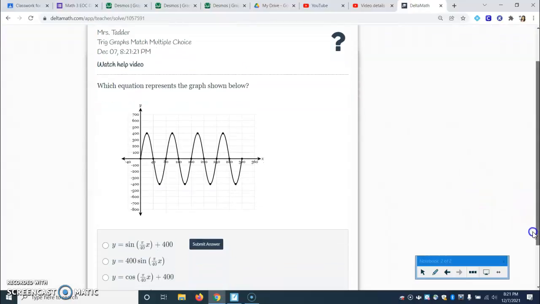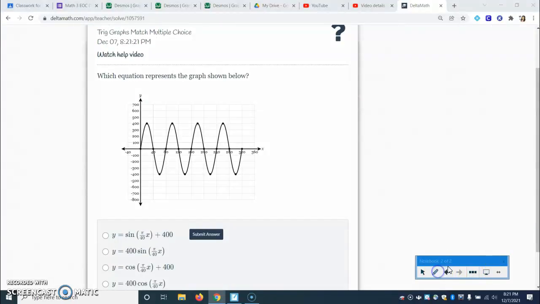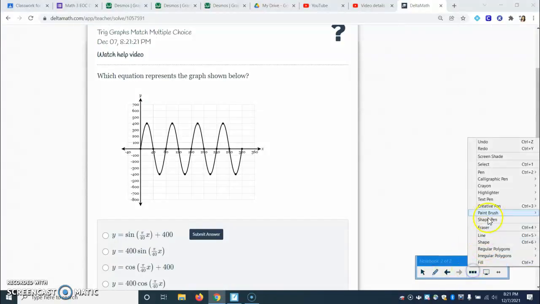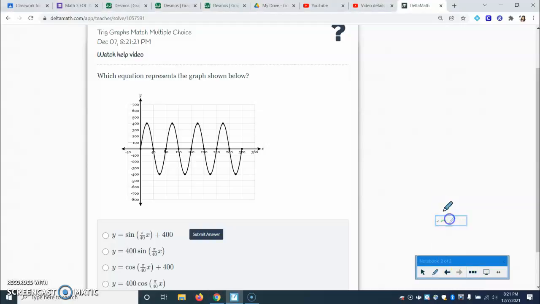All right, this one is good. So I'm going to start by finding the midline. You don't have to start by finding the midline. I just think that's the easiest thing to find, so I like to do it first. This one looks like the midline is at 0. So it can't be that one or that one because they say plus 400 and my midline here is at 0. I can figure out my amplitude quickly from there.